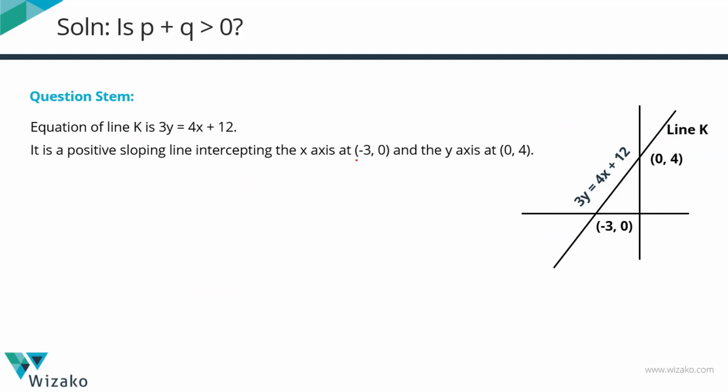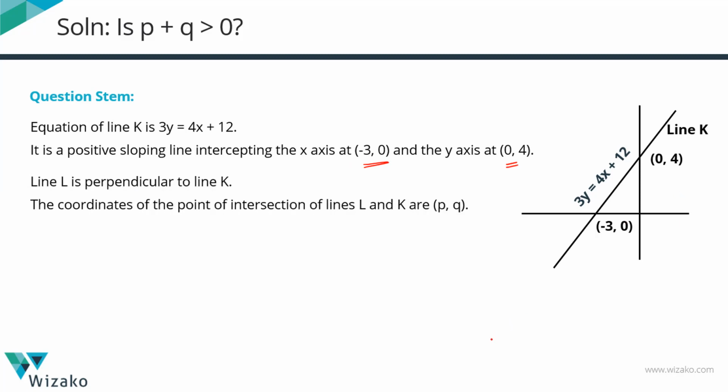This is what we have. The x and y intercepts of line K are (-3, 0) and (0, 4). It's a positive sloping line. That's quite evident. Line L is perpendicular to line K. The coordinates of intersection of these 2 lines are given by (P, Q). What we need to determine is: is P plus Q positive?